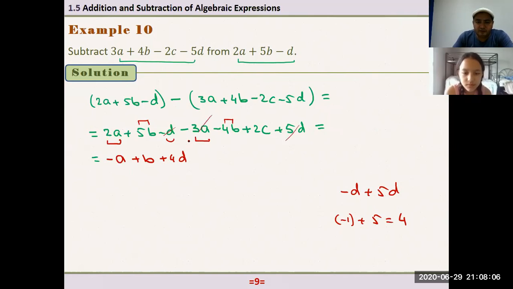Still, we have not finished. We have one more thing, but only c we have here. We do not have any other like terms, so just write plus 2c. Maybe I should write it better because it should be in alphabetical order, but it's fine.